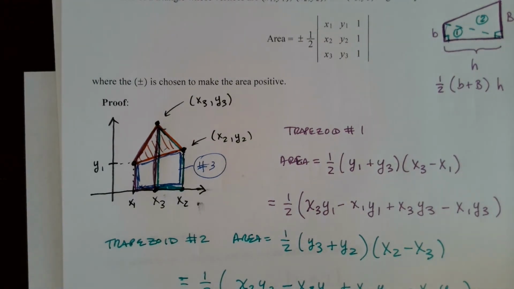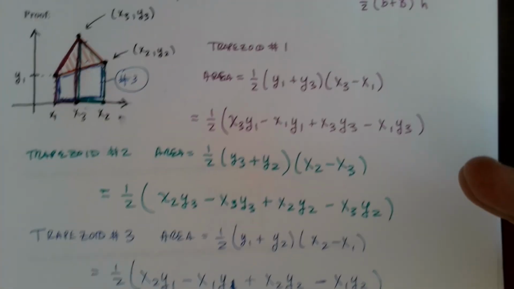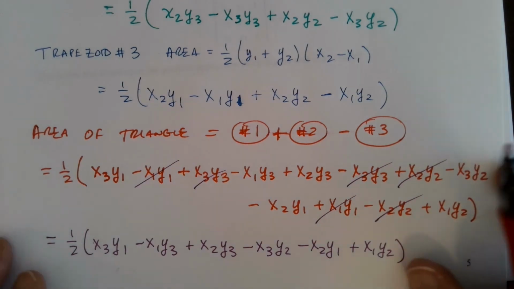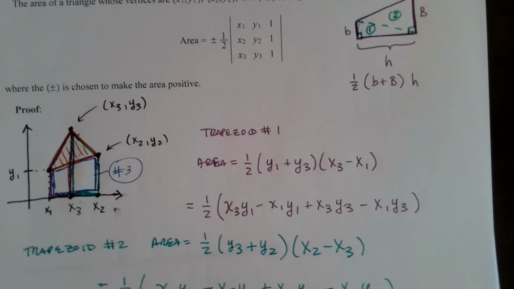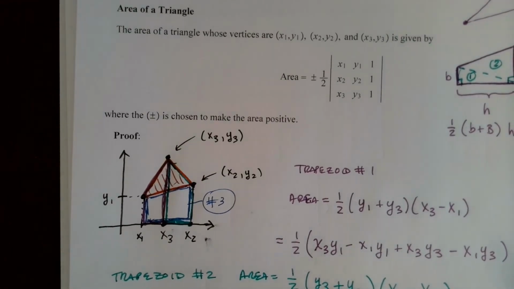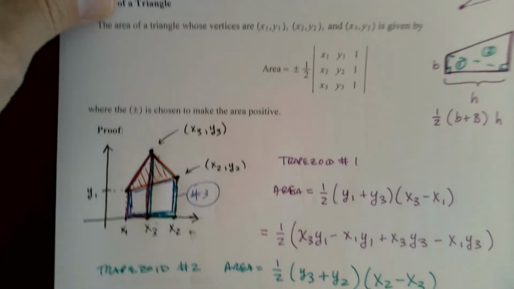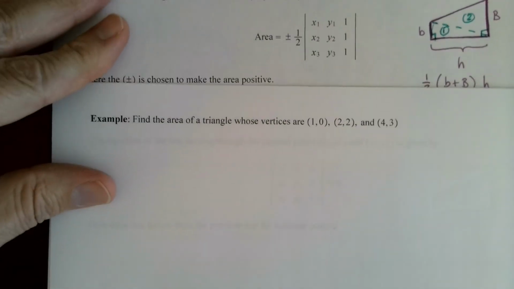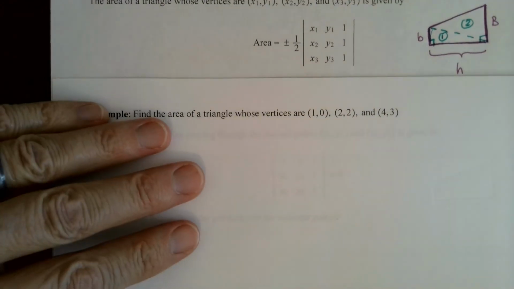Okay, so that was kind of a tedious little bit of a proof. I mean, lots of geometry and algebra, but once we get there, it's a pretty nice thing. And so let's apply it now. This will go much quicker. Let's apply this to some examples. So let's find the area of a triangle whose vertices are (1, 0), (2, 2), and (4, 3).